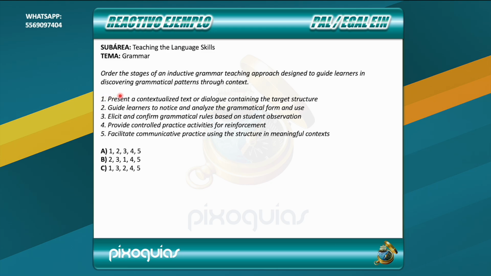Number 1 is present a contextualized text or dialogue containing the target structure. 2. Guide learners to notice and analyze the grammatical form and use. 3. Elicit and confirm grammatical rules based on student observation. 4. Provide controlled practice activities for reinforcement. And 5. Facilitate communicative practice using the structure in meaningful contexts.